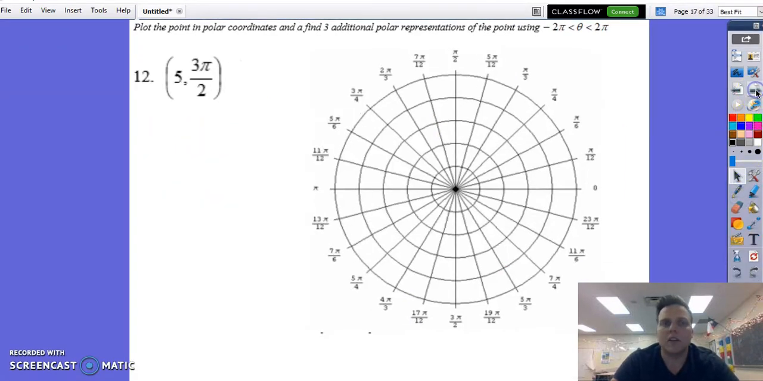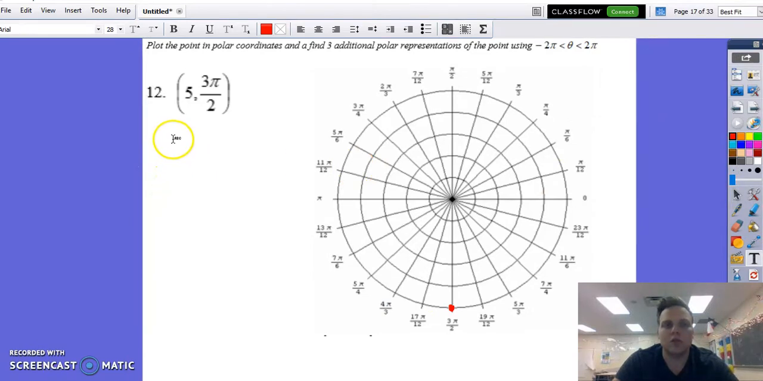All right, let's try doing that again. Number 12. 5, 3 pi over 2. First I need to plot that, so I count out 5 circles. Then I go around the circle in the positive direction to get to 3 pi over 2. And that's right here. So now I need to get my 3 additional polar points.